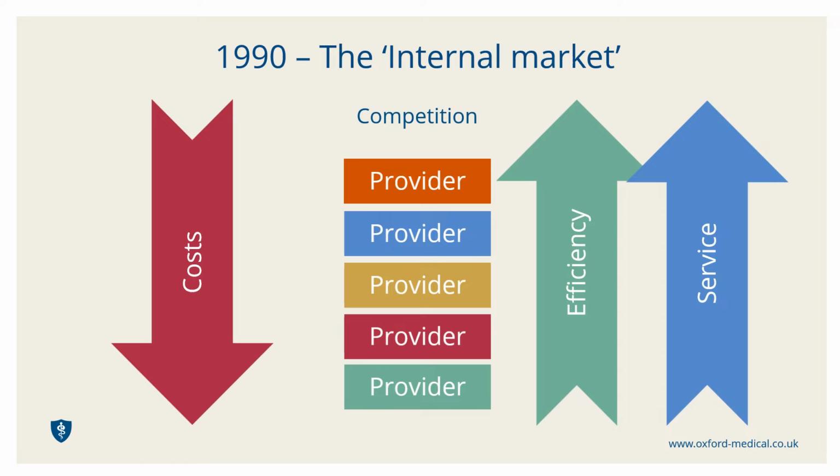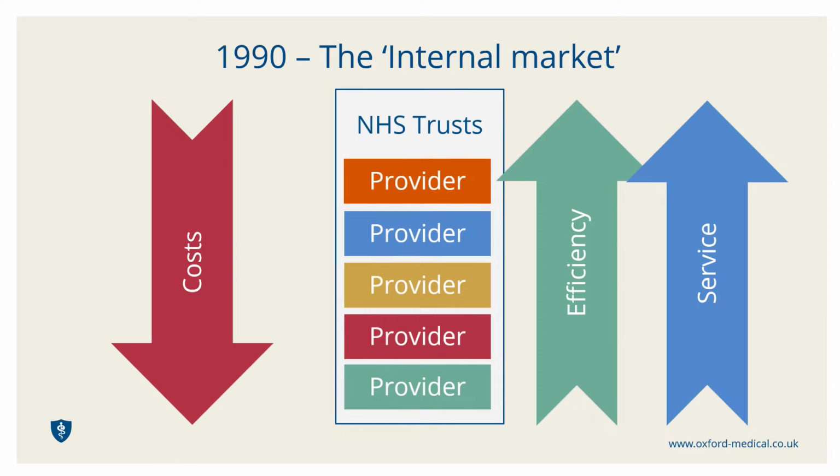To become a recognised provider, organisations became NHS trusts, independent bodies, each with their own individual management structures. Doctors, nurses, and managers were employed by the trust itself rather than directly by the NHS. The trust could in turn contract services such as cleaning, catering, and building maintenance from other external organisations.